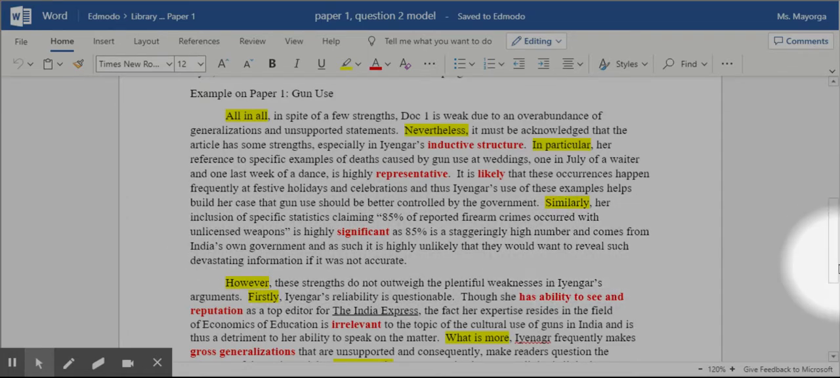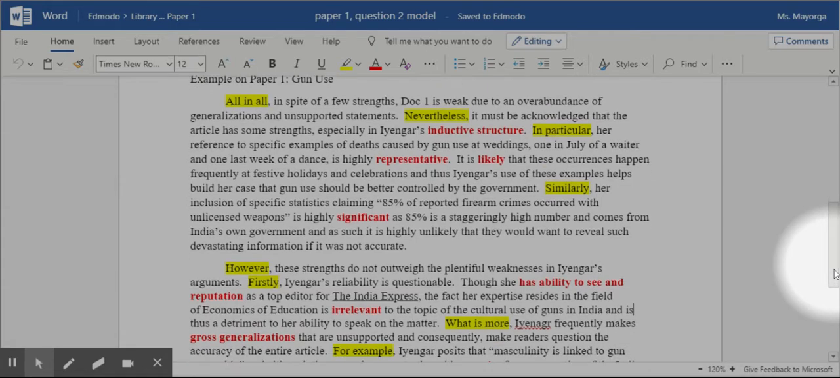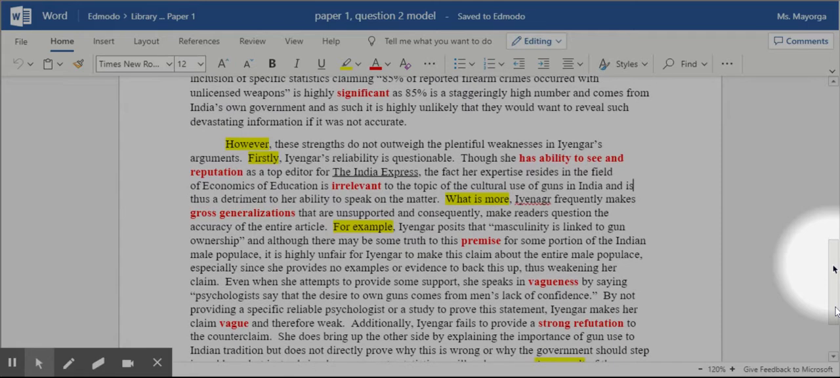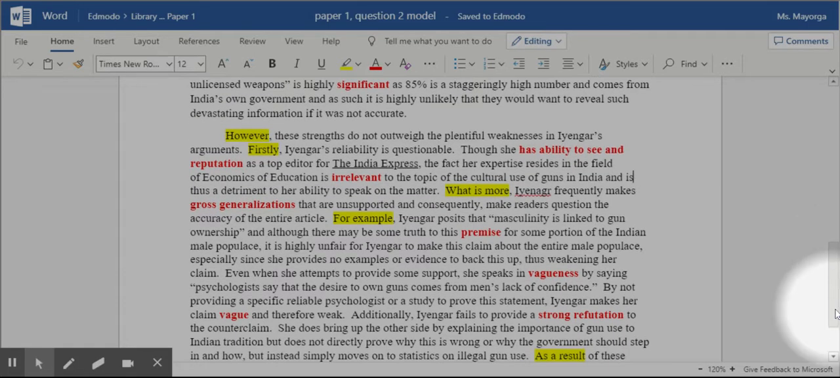Now I move on to the second paragraph, and since I thought it was overall weak, this paragraph goes to the flaws. I go over 4 of them. You should try to go over at least 3. Notice my link. However, these strengths do not outweigh the plentiful weaknesses in Iyengar's arguments. And just like I did with the strengths, now with the weaknesses, I outline what they are using thinking skills terms. Notice everything that I've bolded in red, and explaining how they're weak.